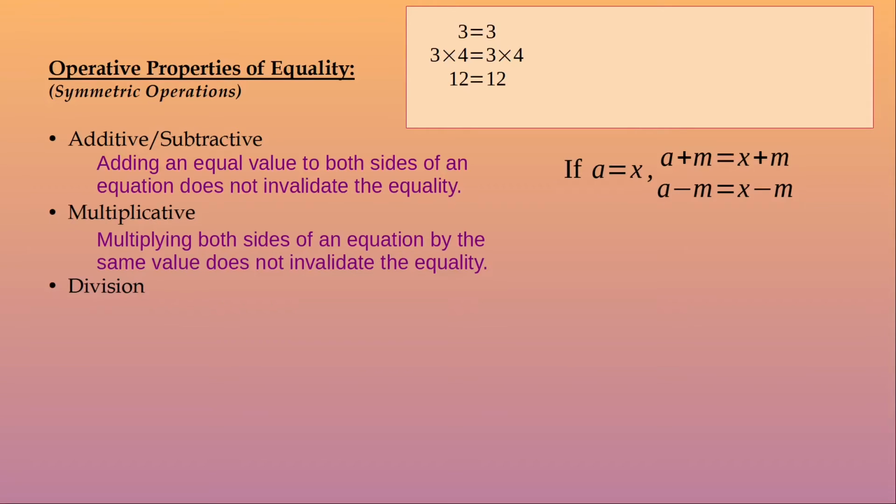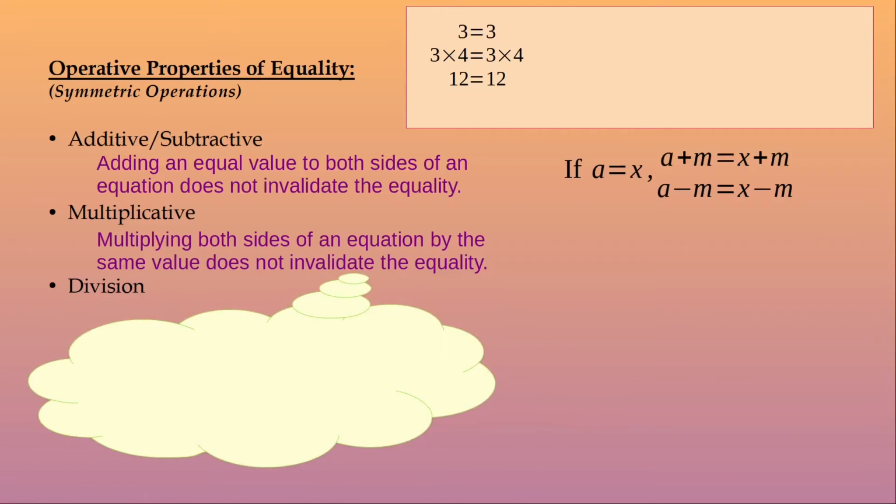So here we've got 3 equals 3. By reflexive property, we know that that's true. I'm going to multiply both sides by 4. 3 times 4 is 12, so I get 12 equals 12. Again, a different number, but the two numbers on either side of that equal sign are the same as each other, so it's a true statement. 12 is equal to 12.